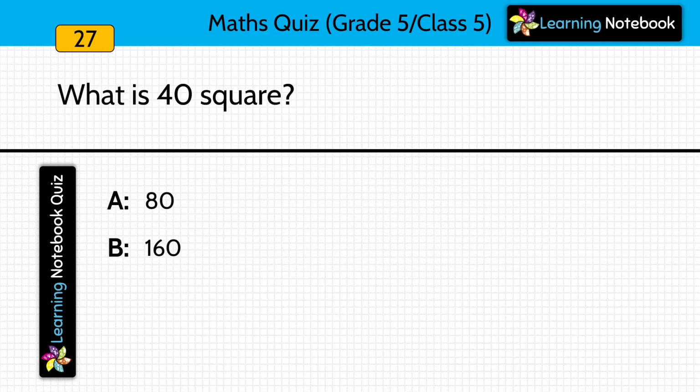What is 40 square? Is it 80, 160, 800 or 1600? Answer is option D, 1600.